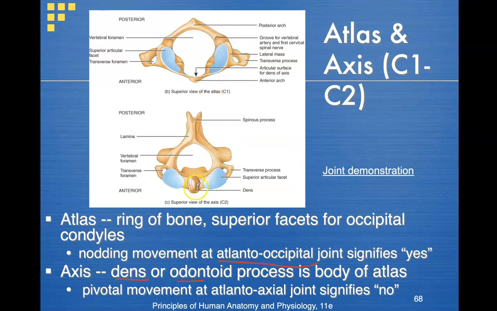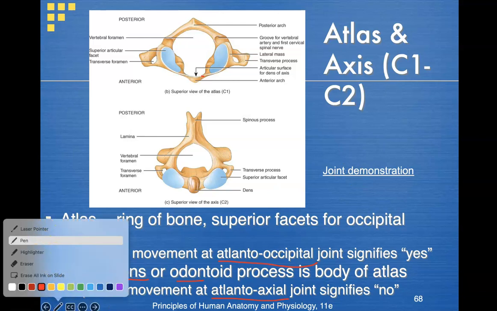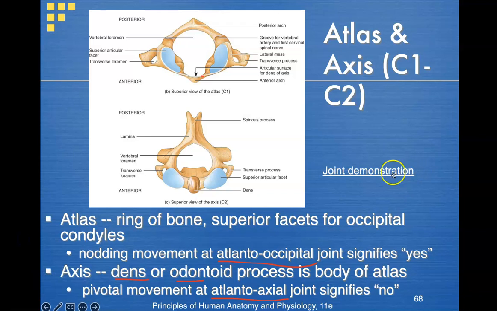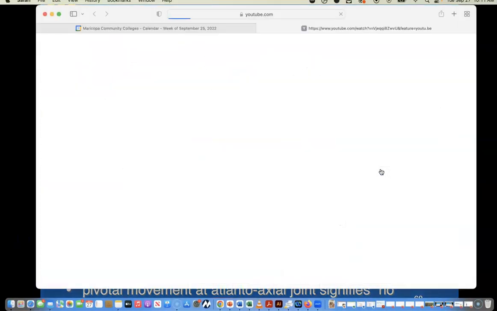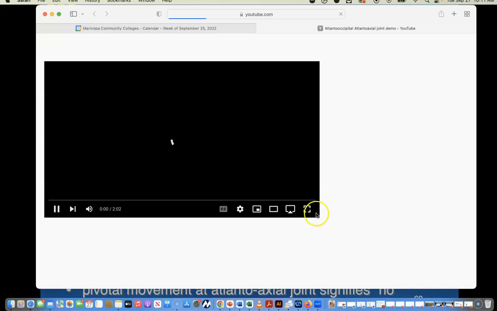And then the axis, again, has this dens process, and it's going to articulate with that articular surface on the inside of the anterior arch here. We call this joint the atlanto-axial joint because it's between the atlas and the axis, and it's going to allow you to do that no movement. So I'm going to go ahead and show you this in my quick video, a video within a video, so that you could see this.